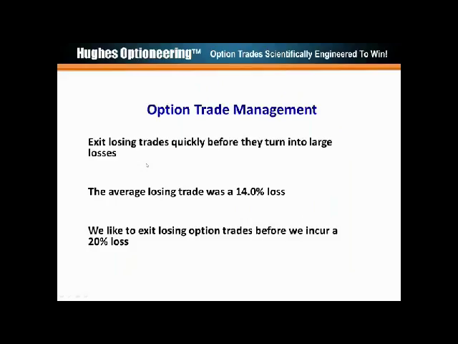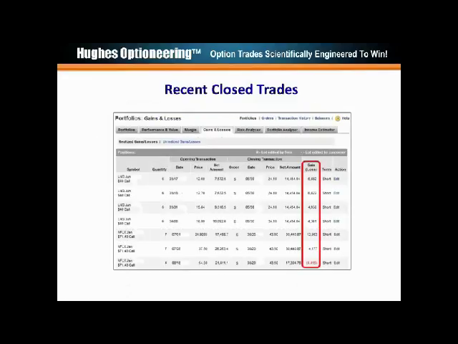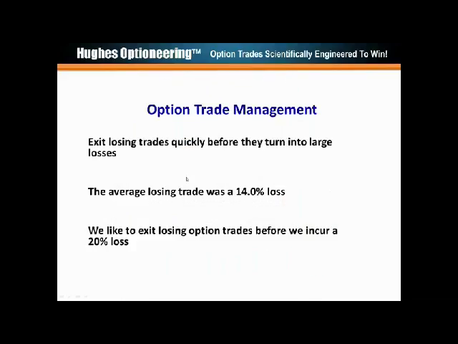So what I did was I tallied up the losing trades in those closed out trades and compared them to the winning trades, to demonstrate that you want to exit losing trades quickly before they turn into large losses. In these two snapshots, our average losing trade was 14%. So we'll look to get out of an option trade if we get up near a 20% loss. We were wrong, and we will simply exit before it develops into a large loss. In this example, we exited, and the average loss was a 14% loss.